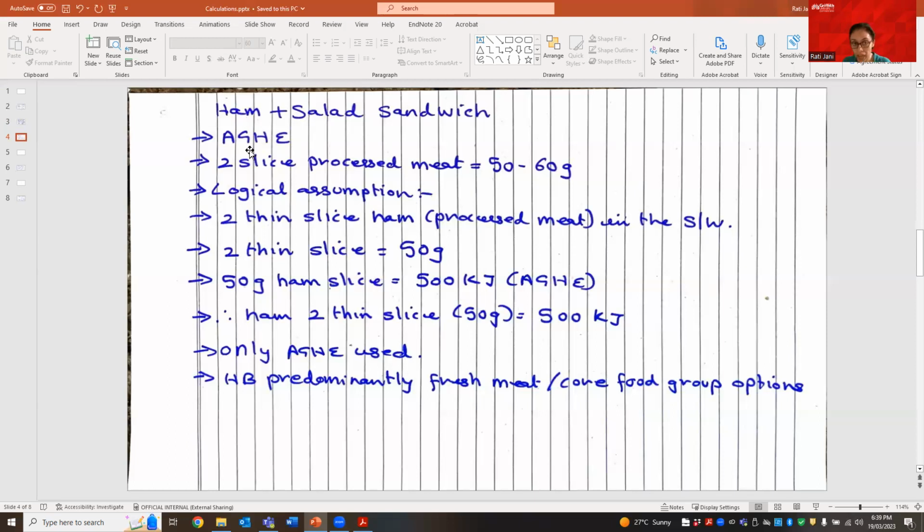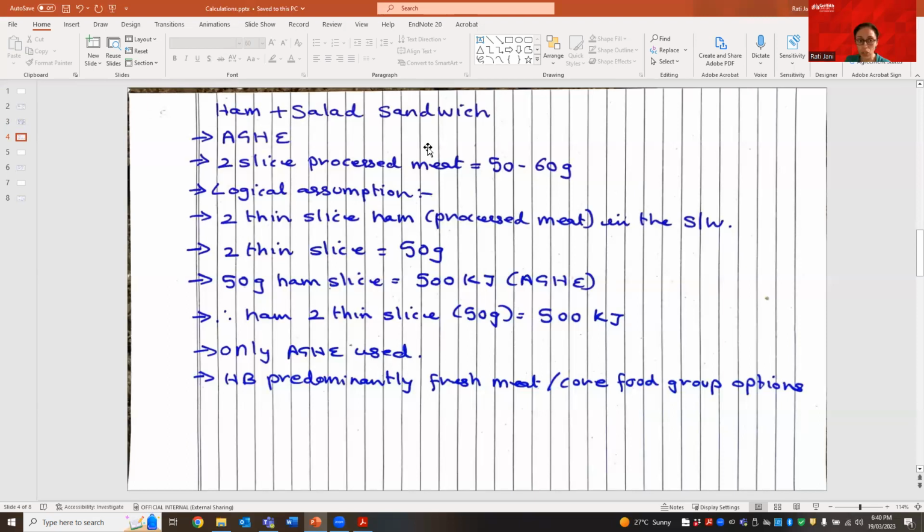So I go to my Australian Guides to Healthy Eating. It tells me 2 slices of processed meat is 50 to 60 grams. And I make this logical assumption that I take this as 2 thin slices of ham. You may assume that no, the ham and salad sandwich didn't contain 2 slices, maybe it contained 1 slice, which is fine. Just tell me in the exam that you have made this assumption, and that is why your final caloric value may be a little bit lesser than what assumption I have made. But you need to tell me that assumption if you have something so ambiguous given to you.